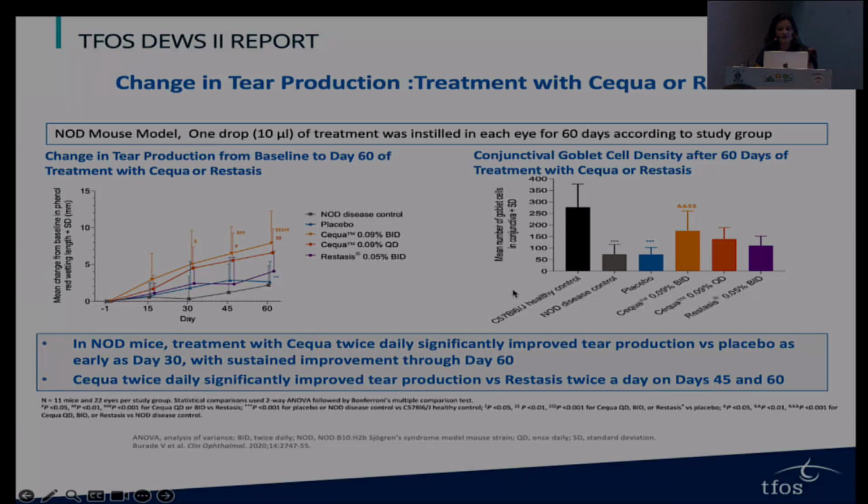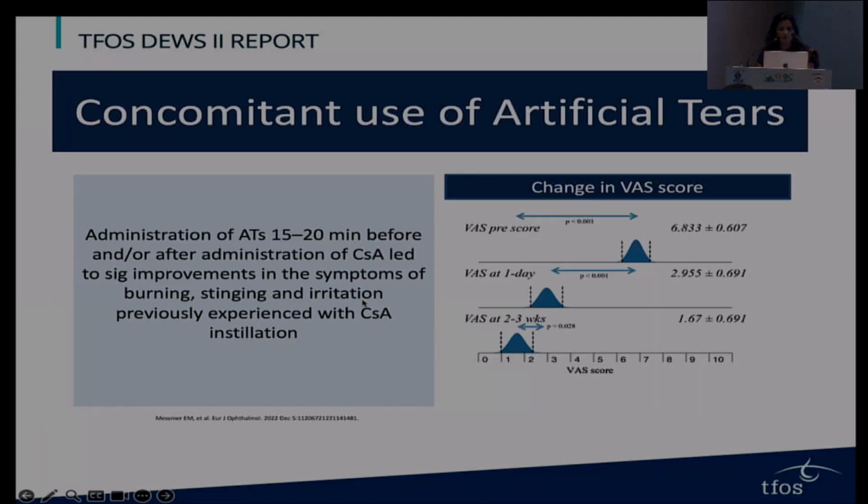Also, in general, patients do tolerate Cequa. Now, treatment with Cequa or with Restasis, this is the change in the tear production, and this was done in an animal study where it was shown that Cequa twice daily significantly improved tear production versus Restasis, which was given twice a day, on day 45 and day 60, as can also be highlighted in the chart.